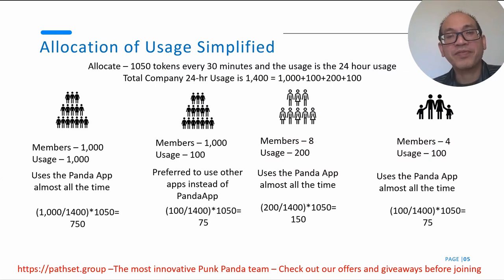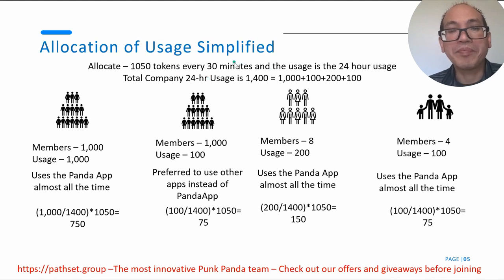In this section, I want to talk about the allocation of usages for your Panda Pal rewards, and I want to simplify this as much as possible, just for you guys to get the idea of how this allocation works. For reference, we talked in the previous slide about how 1050 tokens are allocated for the PandaPal rewards every 30 minutes.